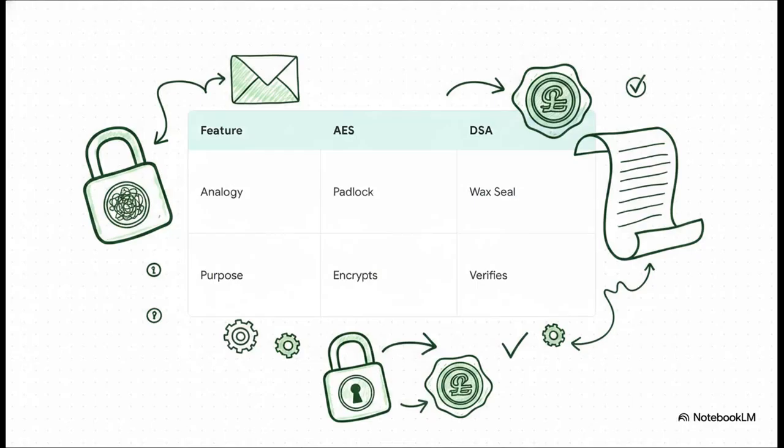So, the crucial point is how these two tools serve entirely different but super complementary purposes. Think of it like this. AES is your padlock. Its purpose is to encrypt data and keep it private. DSA, on the other hand, is your wax seal. Its purpose is to verify identity and keep things authentic. In the real world, digital spies and computer systems use both of these together. They lock the data down with AES and stamp it with DSA.